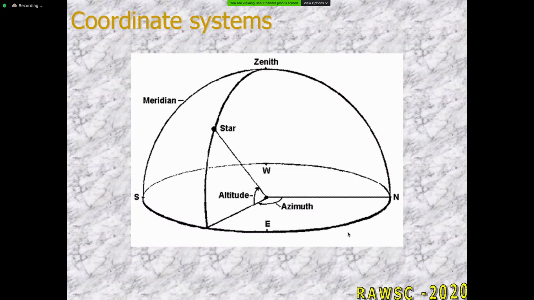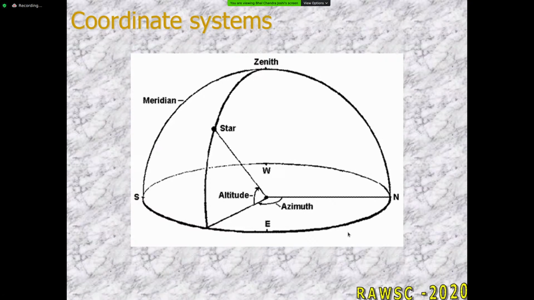Now this coordinate system has some problems. Can anyone tell me what problems this coordinate system will suffer for use? Depends on the location of the observer, and time also. Okay, that is true. How does it depend on time? Because of Earth's rotation, our horizon plane is also changing. Correct. So the coordinates of a particular star would change.